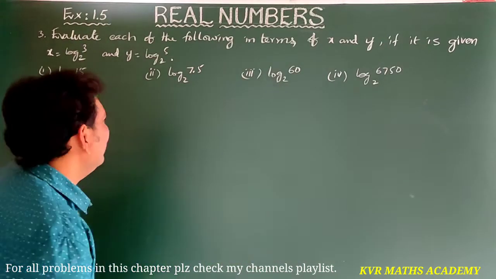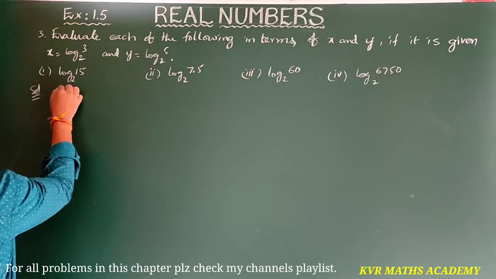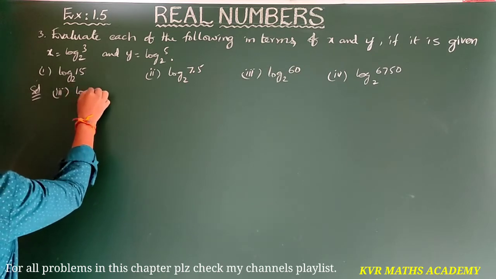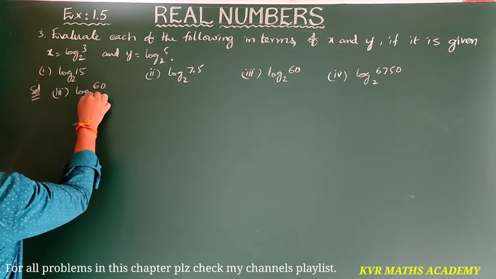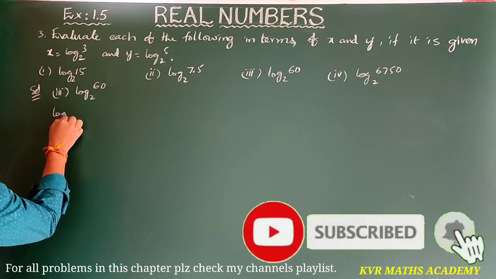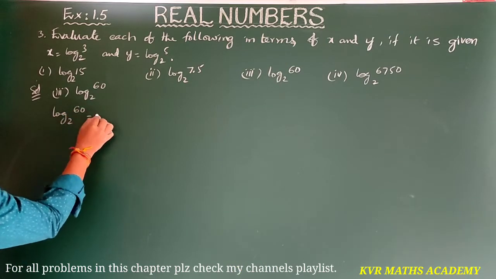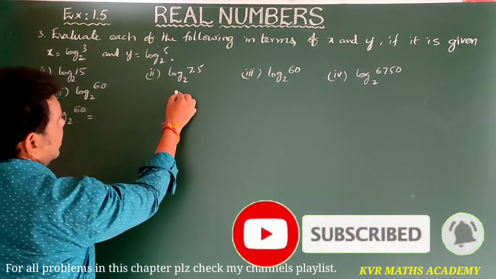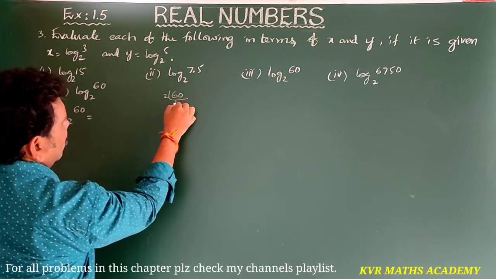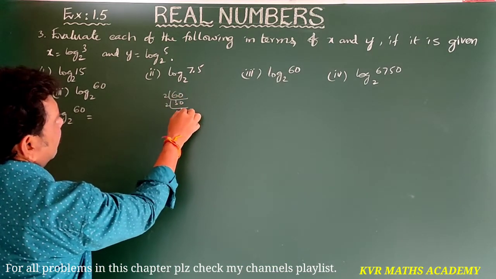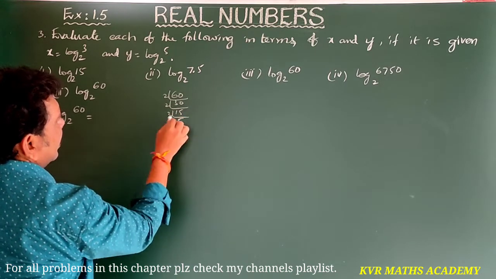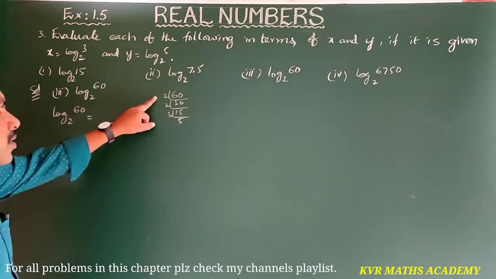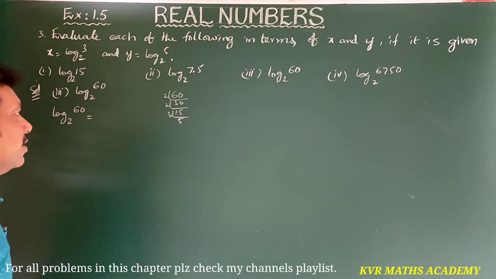Next, third question: log 60 to the base 2. How can you write it? 60 is divided into the factors: 2 30s are 60, 2 15s are 30, 3 5s are 15. So 60 is equal to 2 square into 3 into 5, right?